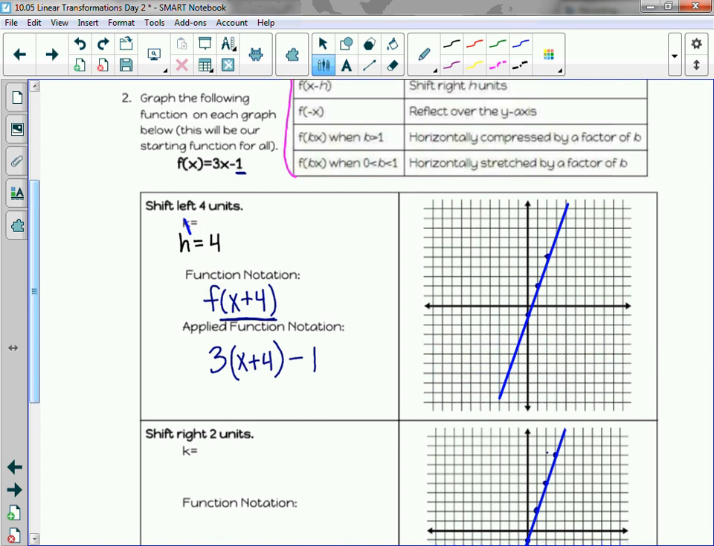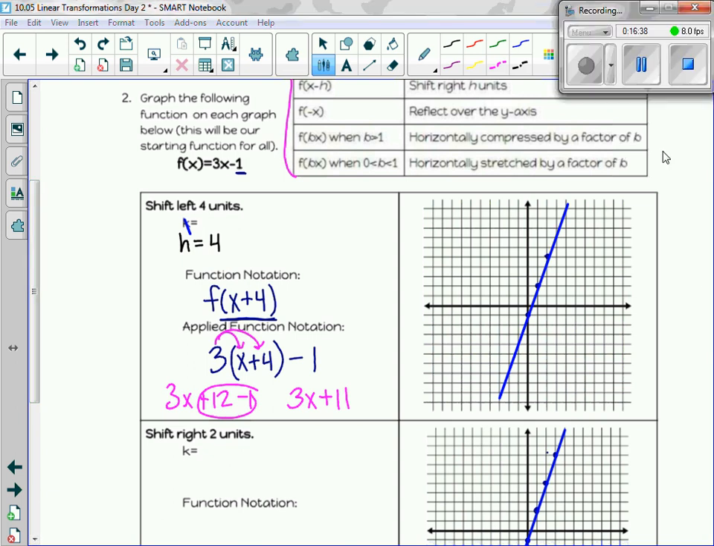When we look here, we can distribute our 3. So 3x plus 12, but then we have this minus 1. And so I can simplify and get 3x plus 11. Three x plus 11, so let's graph.